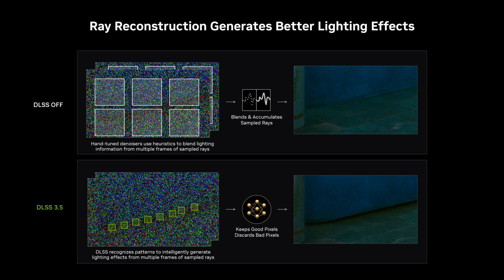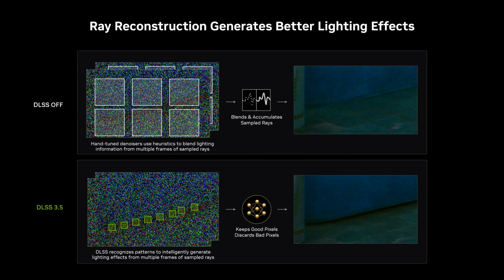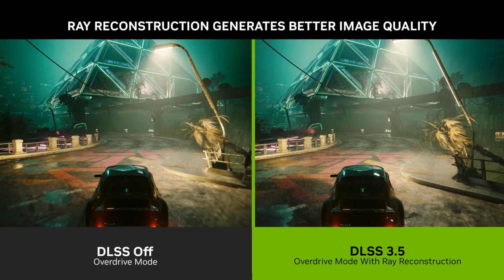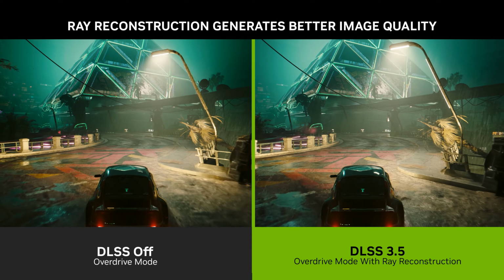The DLSS AI is trained on a huge data set of images created using an offline rendering process with far more computation than could be available in real time. The AI then recognizes certain patterns that correspond to effects such as global illumination, and uses information from its training process in order to reconstruct a more realistic and dynamic image. DLSS ray reconstruction generates higher quality ray traced images. For example, here we're comparing DLSS off to DLSS 3.5, and you can see that DLSS reduces ghosting and improves the dynamic lighting.